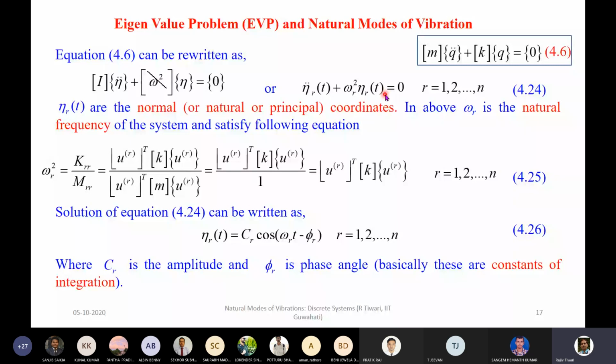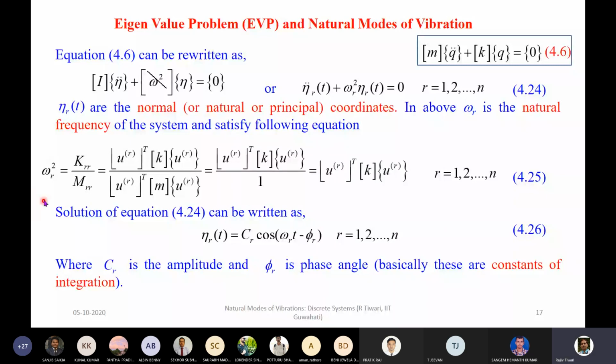Natural coordinates is something like we have obtained a single degree of freedom system, you can see, but they are n in number. So earlier we had a single system, and all equations are coupled. Here we have n number of equations, all are uncoupled. So this coordinate is called normal mode or normal coordinates or natural or principal coordinates.